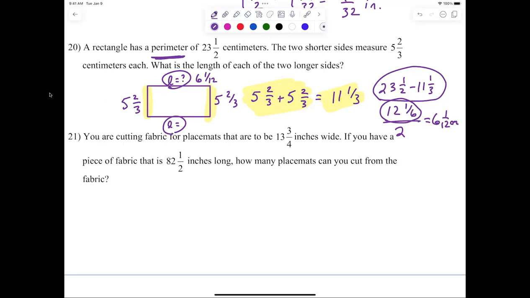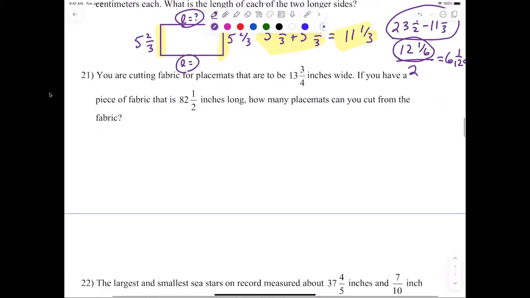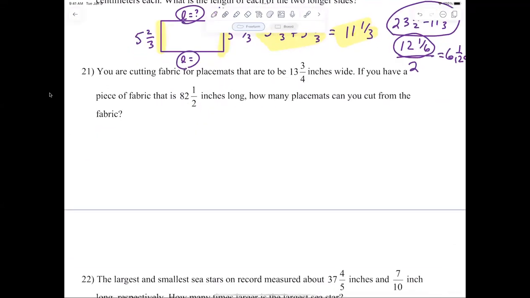All right. So Brooklyn, you're up. Read. You're cutting fabric for placemats that are to be 13 3/4 inches wide. If you have a piece of fabric that is 82 1/2 inches long, how many placemats can you cut from the fabric? Uh-oh. What are you thinking on this one? Divide. Thank you very much.